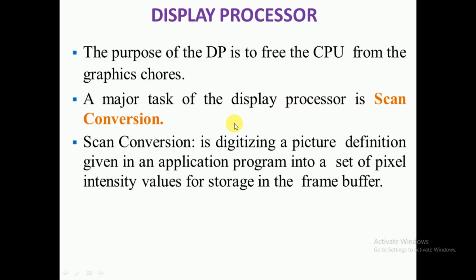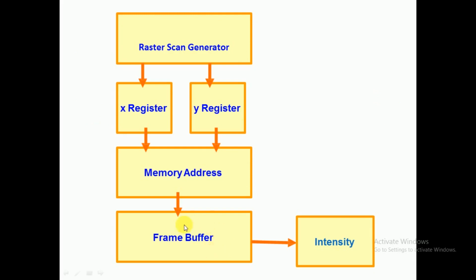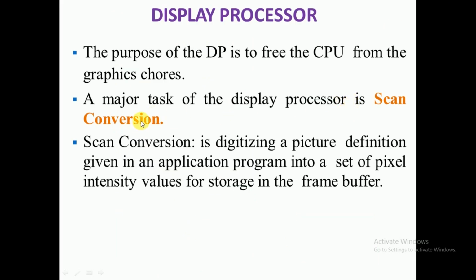Already I told you, the video controller takes data from the frame buffer. Always the video controller takes data from the frame buffer, then displays it on the monitor. Then who is writing data into the frame buffer? Who has kept data in the frame buffer? That is done by the display processor. The major task of the display processor is called scan conversion.